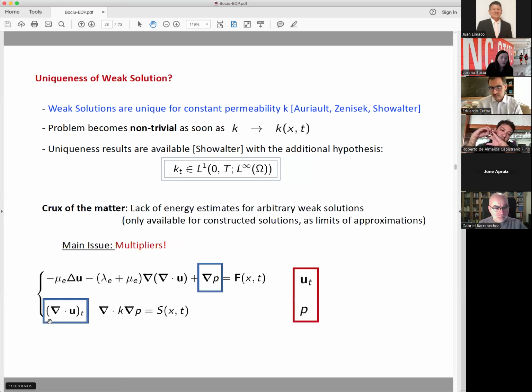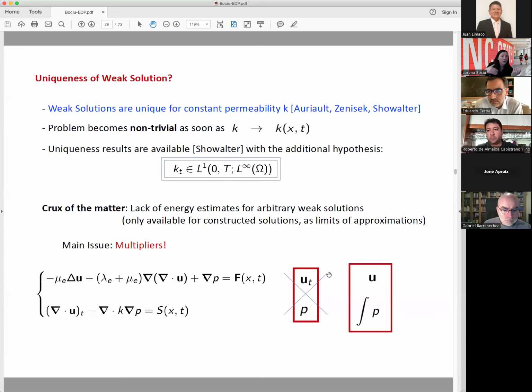Why is that? The crux of the matter is the following: there are no energy estimates for arbitrary weak solutions. You only have them for solutions that are constructed as limits of approximations, okay? And the reason we don't have this is because we don't have the multipliers. Even if this is a quasi-static scenario, the desired multiplier in the first equation in order to cancel the coupling remains u_t. In the second one, p. But u_t does not have the necessary regularity to be used as a multiplier properly, right?